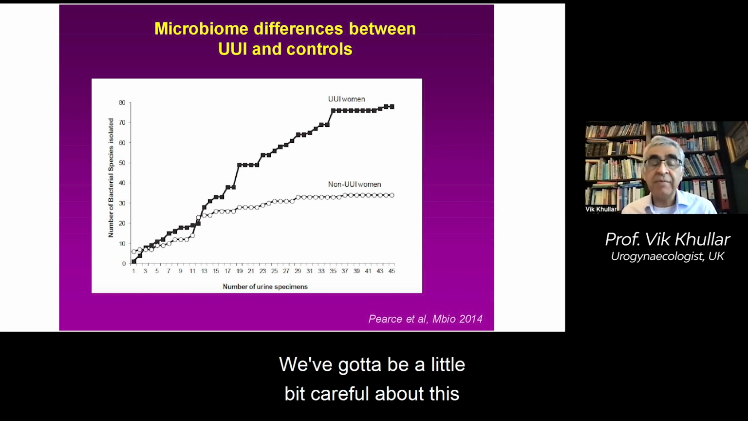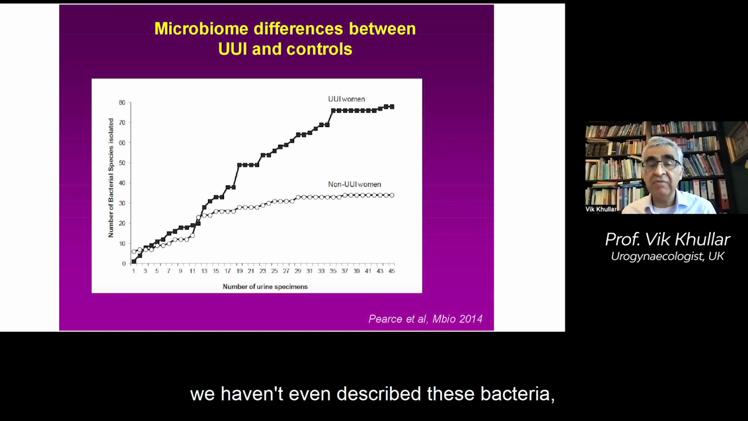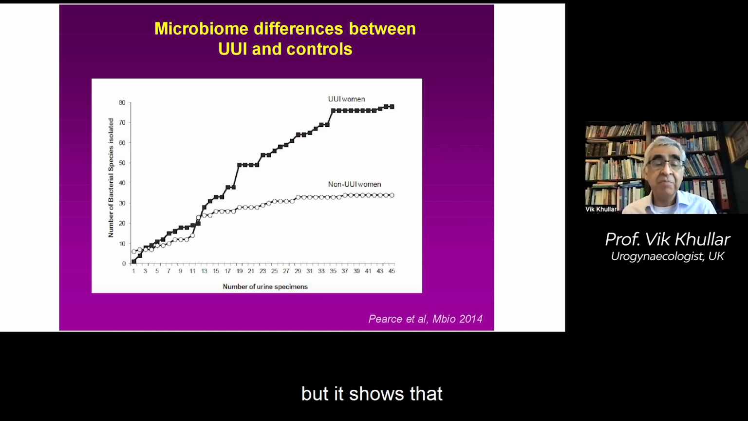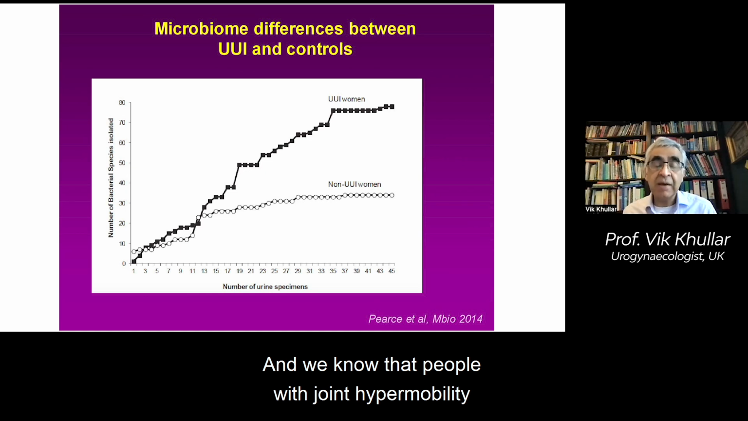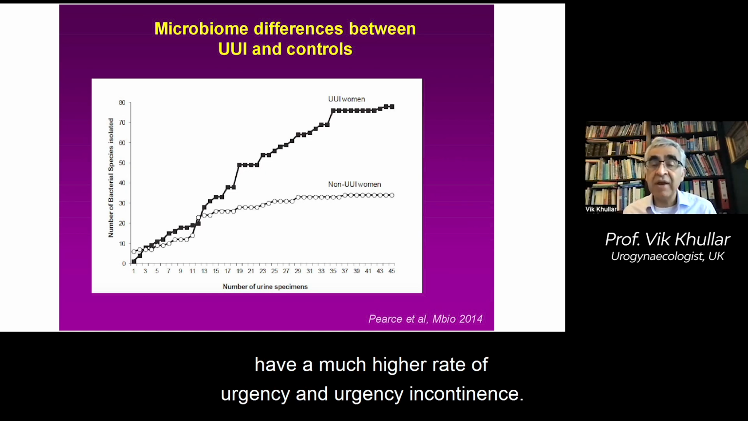We've got to be a little bit careful about this. A third of the bacteria, we don't even know, we haven't even described these bacteria, but it shows that there is an increased diversity of organisms inside the bladder, looking at the urinary microbiome in women who have symptoms. And we know that people with joint hypermobility have a much higher rate of urgency and urgency incontinence.